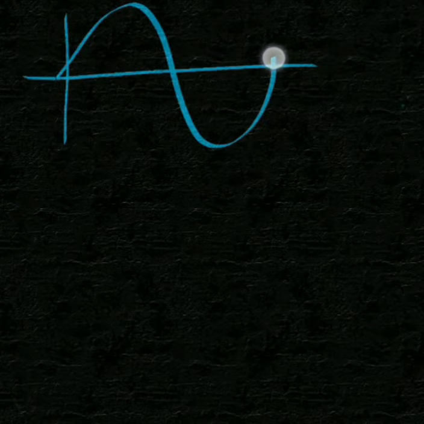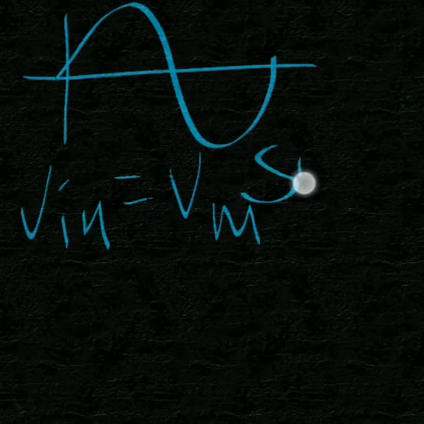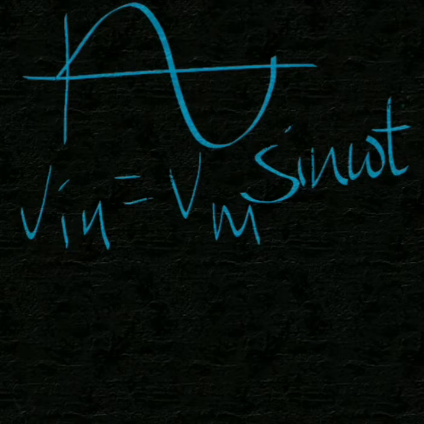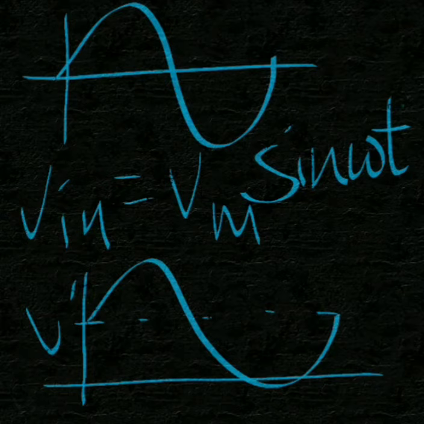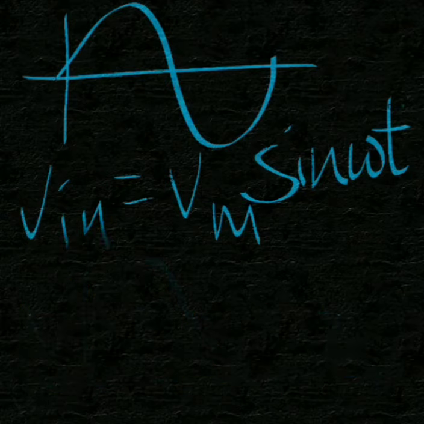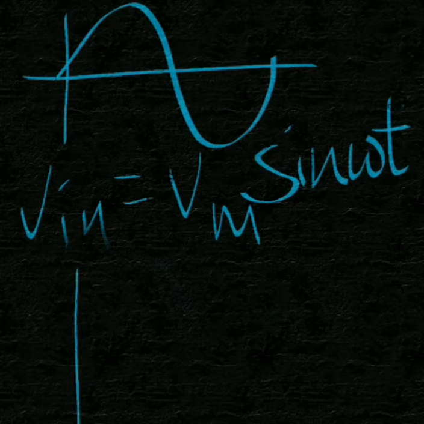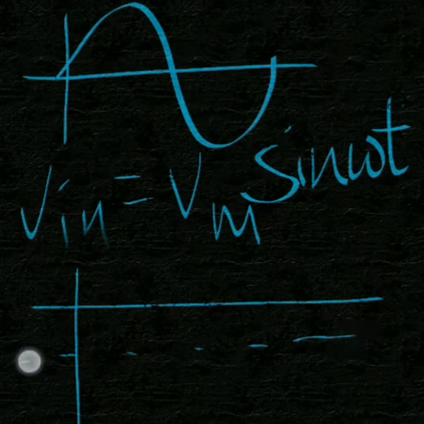Now suppose our input signal is this and V in is Vm sin omega t. Now when this signal is passed through a positive clamper circuit, the output would be something like this. Say this is V dash and the output will be like this. And when this signal is put across a negative clamper circuit, the output will be something like this. Say this is minus V dash, so it will be like this.